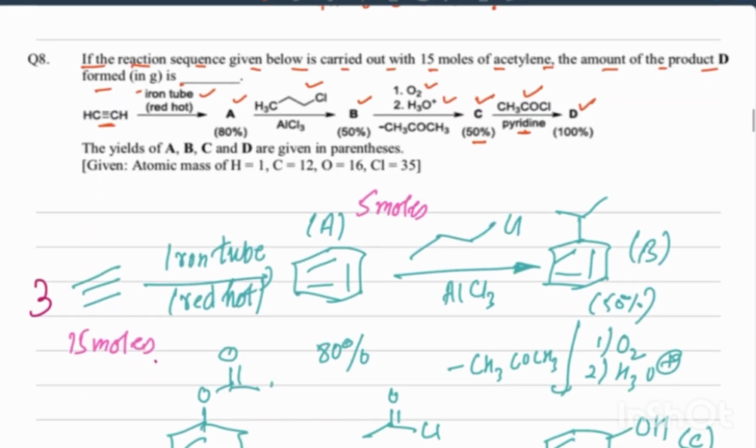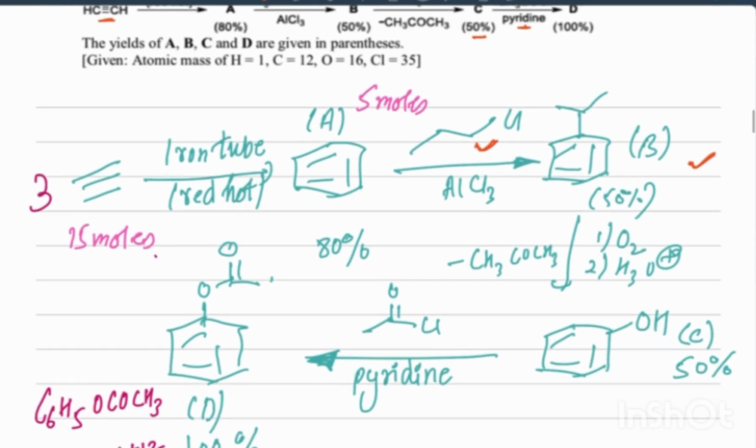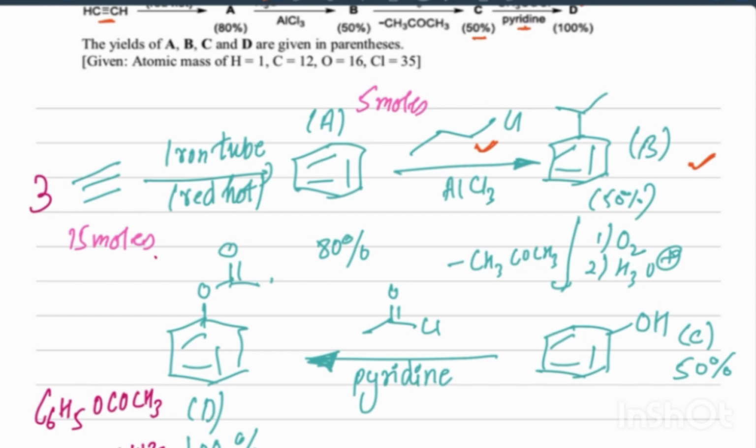What will happen is, when three molecules of acetylene react in the presence of a red hot iron tube, we will get benzene. So we have 15 moles of this, and we are getting 80% yield. After that, when this compound reacts with benzene, we will get cumene. So this is cumene, B, which is with 50% yield. After that, when O2, H3O+ is reacted, we will get the product phenol with 50% yield. So C will be the product with 50% yield.